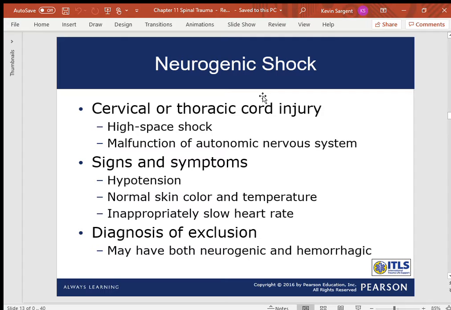They may have an inappropriately slow heart rate, but when we see a slow heart rate and we're thinking head trauma, remember head trauma, you have hypertension and slow heart rate. Spinal shock, you may have hypotension, low blood pressure, and a slow heart rate. Diagnosis of exclusion, so you got to rule out all types of other stuff because they could have both hemorrhagic and neurogenic problems, so we need to rule both out.